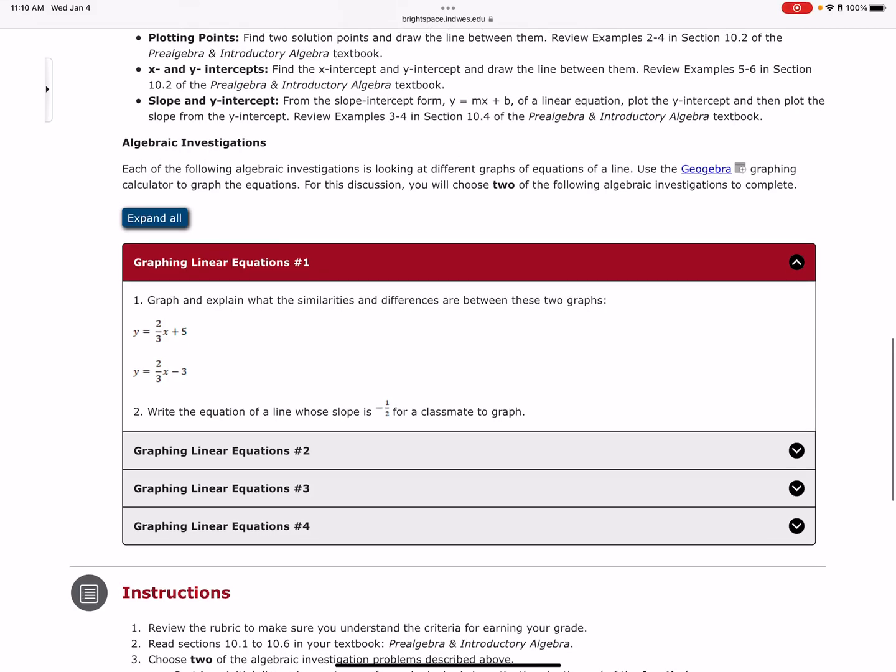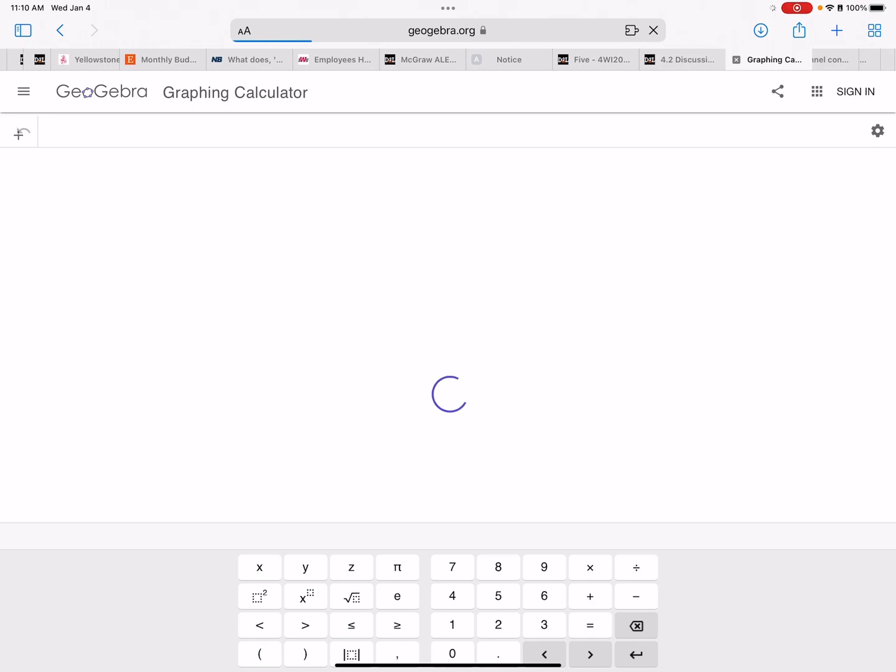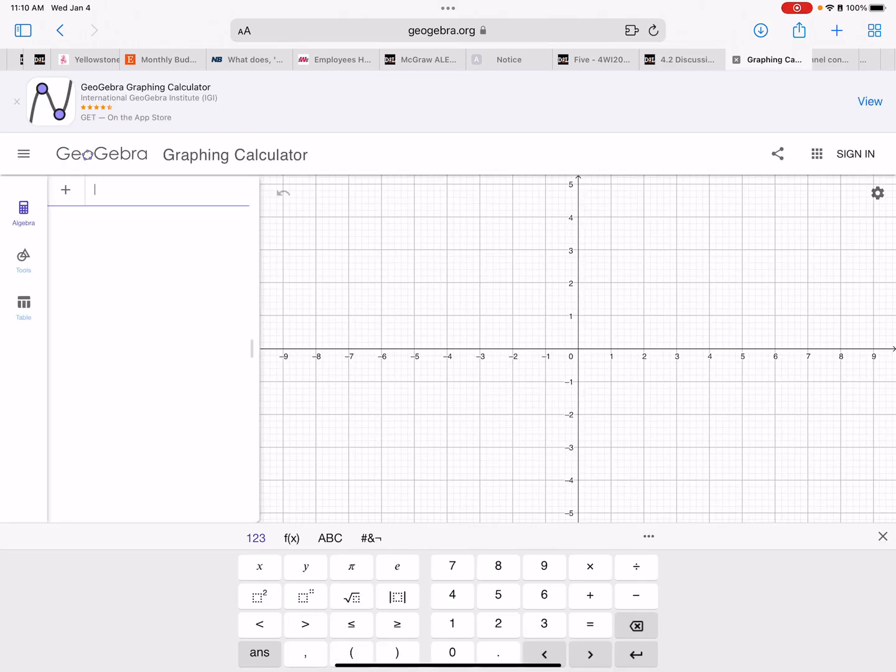So going back to the one that I did, the graphing linear equations. On the GeoGebra, that's just a calculator that's helping you here. We're going to go ahead and put in y equals 2/3 x plus 5. I just clicked it and I put in y equals 2 divided by 3, and then I'm going to put my little arrow out there, so then I put x plus 5.